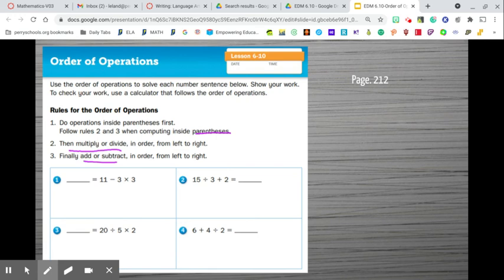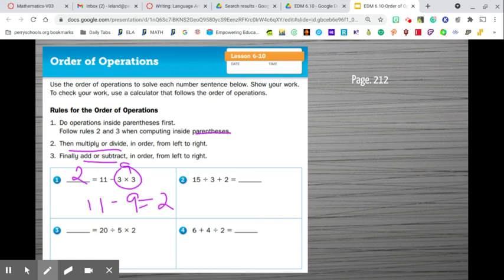So I'm looking at number 1, no parentheses, but I do see multiply. 3 times 3 is 9. So then I'm going to do 11 minus 9, and that equals 2. 11 minus 3 times 3 is 2. Multiply first, then subtract.